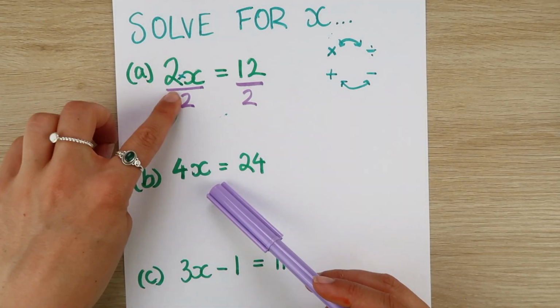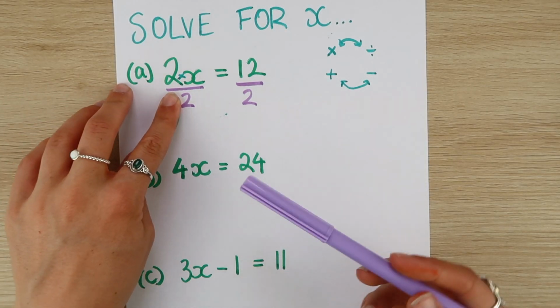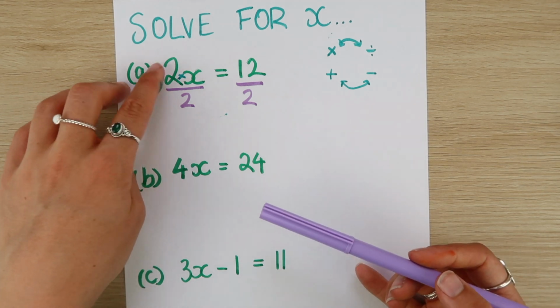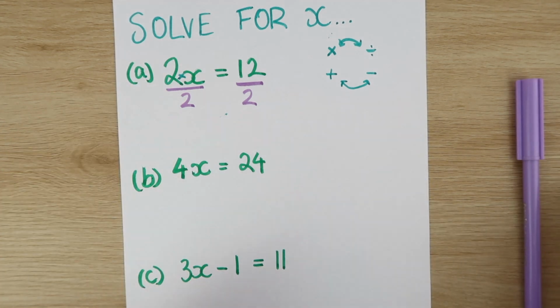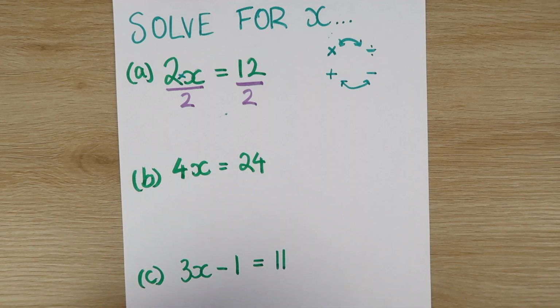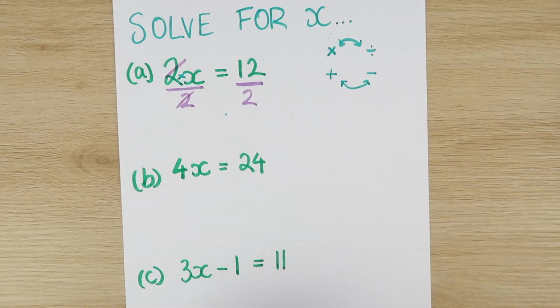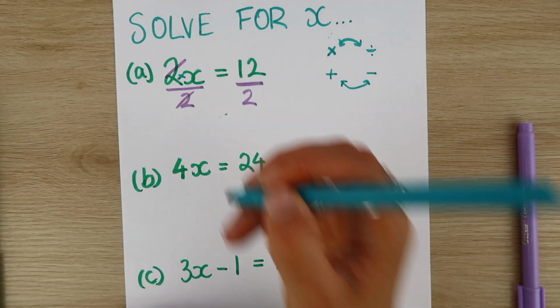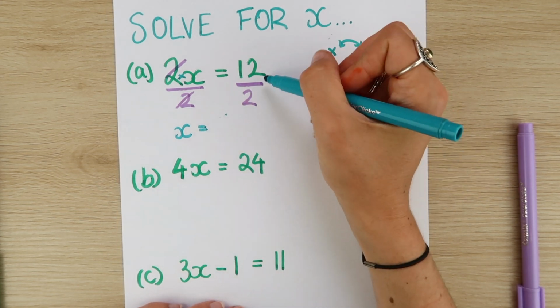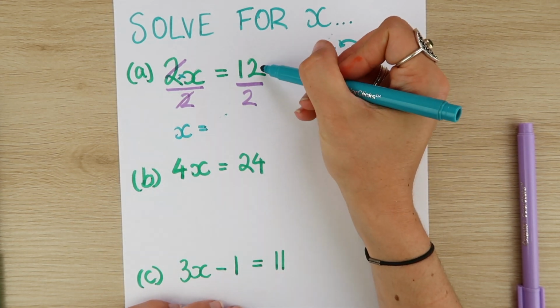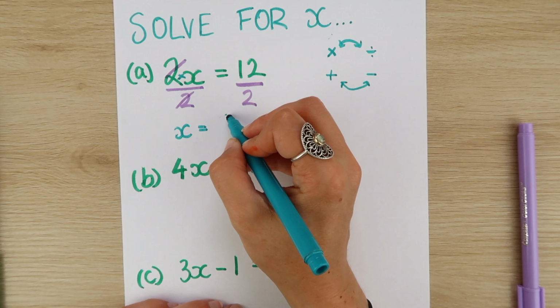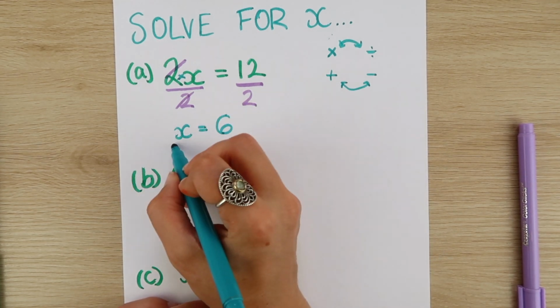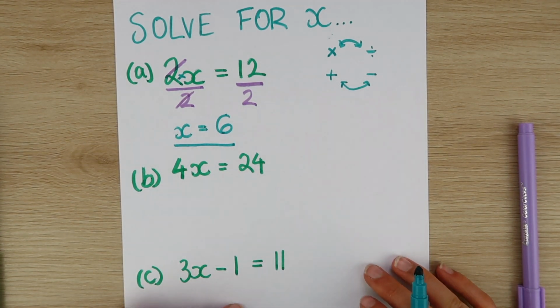If we think about this, 2 divided by 2 is equivalent to 1. So what we're actually doing by dividing by 2 means that these 2 are going to cancel out. In the next part, I've got x is equal to, and then if I calculate this one, 12 divided by 2 is equal to 6. So x is equal to 6, and that's my final answer.